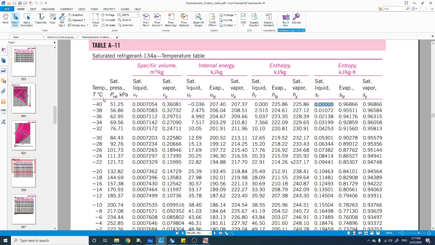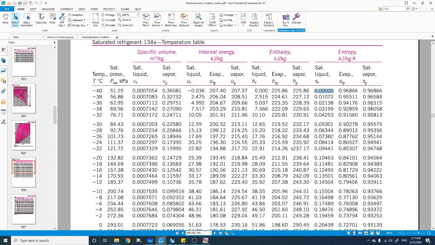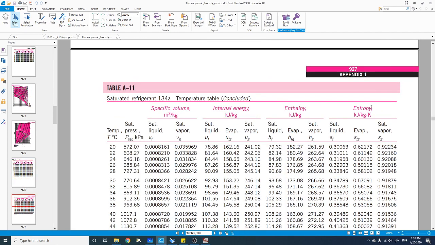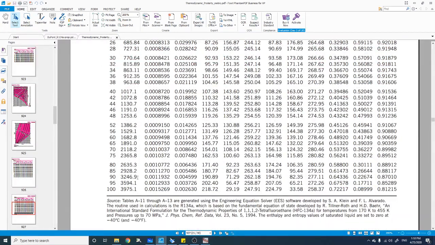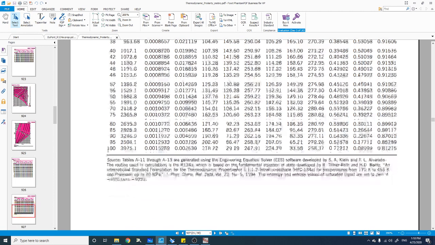If you look at the columns, you have temperature provided at the extreme left, and the saturation pressure corresponding to the temperature specified is listed. You have vf and vg, which are specific volumes for saturated liquid and saturated vapor corresponding to the temperature. You have similarly the internal energy values provided for saturated vapor and saturated liquid, and you also have the difference between these two values, ug minus uf. Similarly, you have values of specific enthalpy provided. You have specific entropy values provided here. So once you go through these values, they are provided till temperature 100 in your textbook.